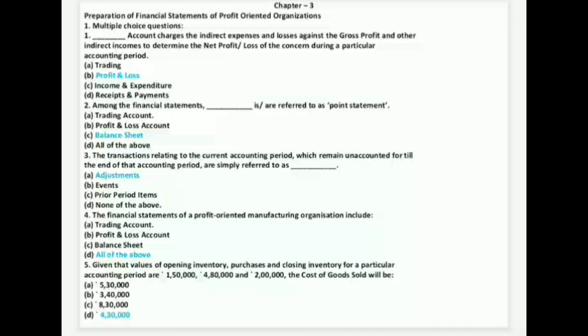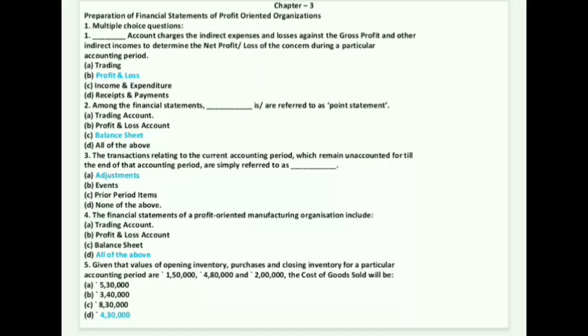Which account charges the indirect expenses and losses against the gross profit and the other indirect income to determine the net profit or loss of the concern during the particular accounting period? Options are trading account, profit and loss account, income and expenditure, receipt and payment. So the answer will be profit and loss account. So option B will be the correct answer.